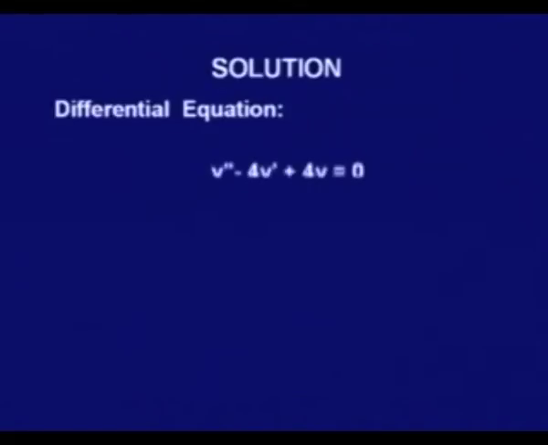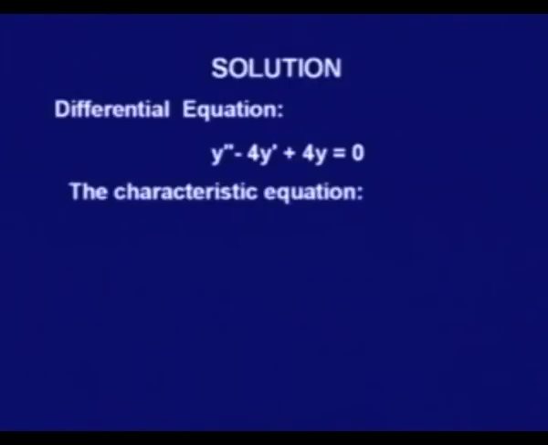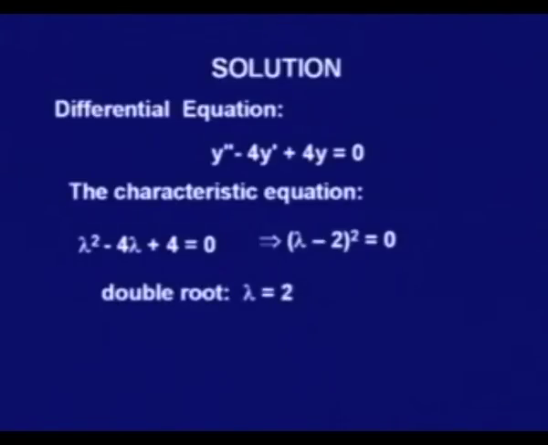The differential equation is y double dash minus 4 y dash plus 4 y is equal to 0. So, the characteristic equation will be lambda square minus 4 lambda plus 4 is equal to 0. We see this is the whole square of lambda minus 2. That says I do get the double root lambda is equal to 2. So, the one solution I would get is e to the power 2x.